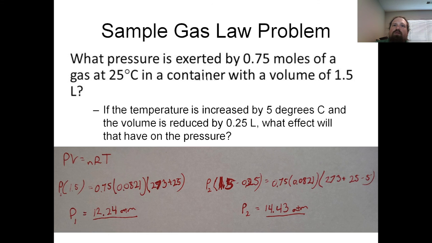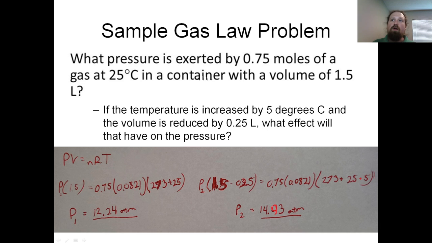Wait, increase by 5. I think I made a mistake here. I subtracted 5. That's my mistake. Temperature's increased by 5. Yes, I made a mistake in my own math, and that's embarrassing. One sec. All right, I fixed the problem. So I accidentally subtracted 5 before, but I was supposed to add 5. My mistake. That has changed my answer a little bit.